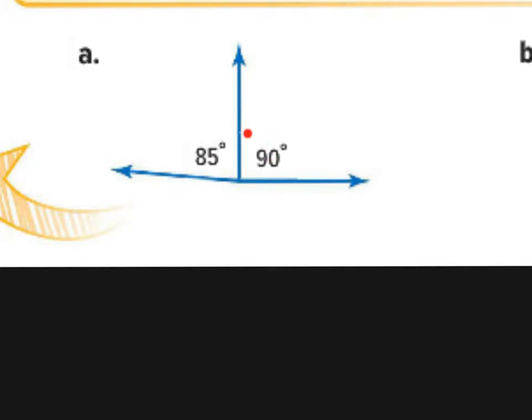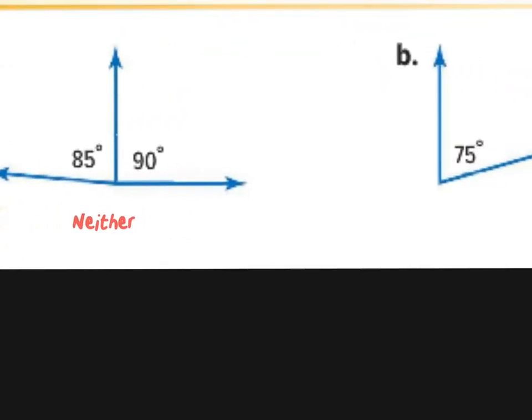You can see here that we have a right angle, 90 degrees, and we don't have quite another 90 degree angle. So this is not quite 180. This looks to be 175, because we're shy by 5. So this is neither complementary nor supplementary. Okay, let's take a look at B.